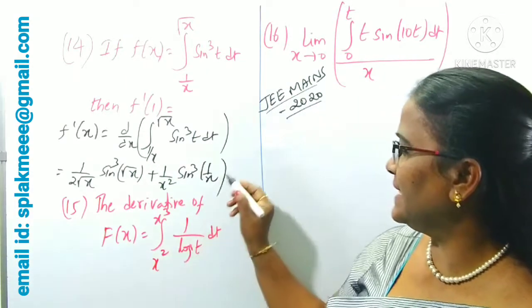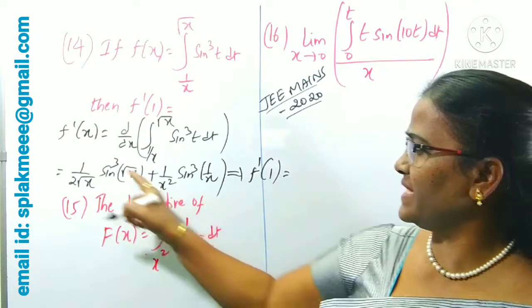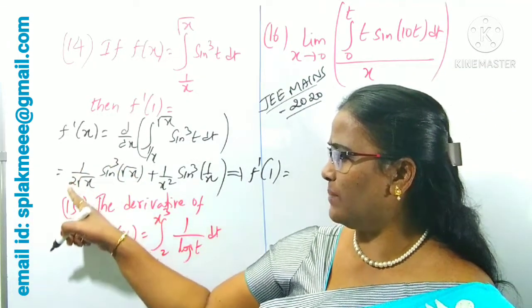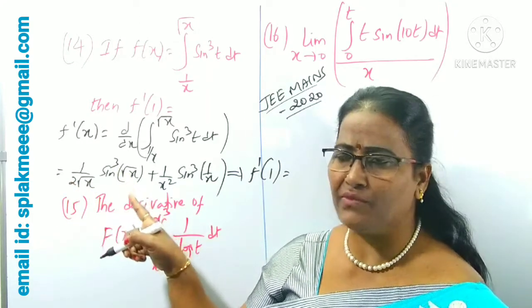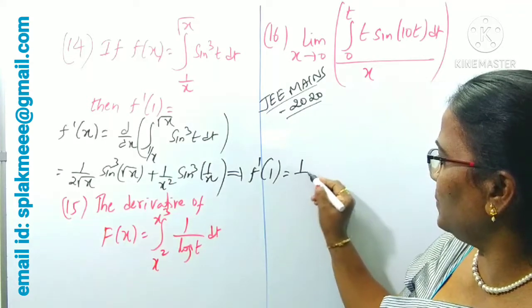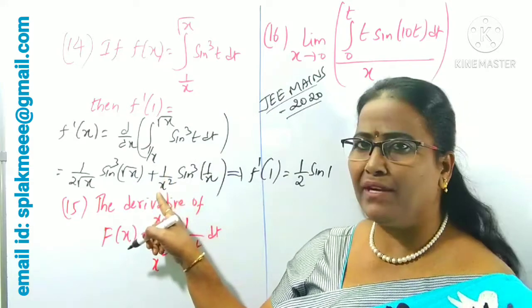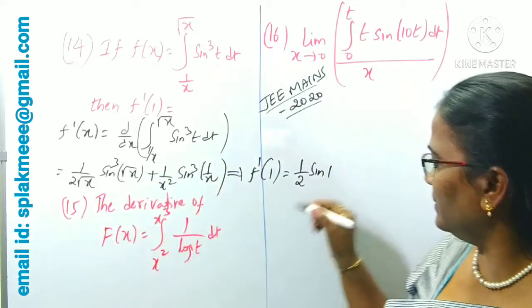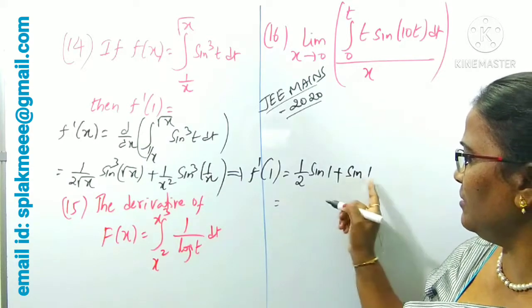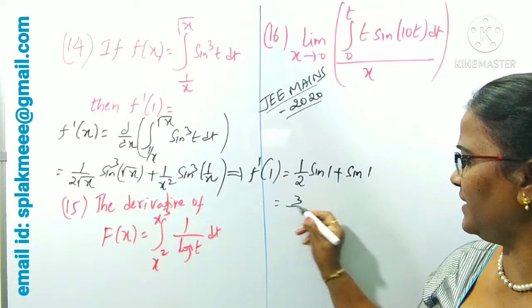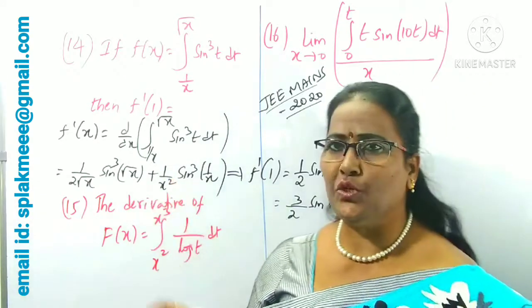We want f dash 1, which implies f dash 1 is what? In place of x we can take 1. What happened? 1 by 2 into 1 is 2, into sine cube 1. Root 1 is 1 only. That is 1 by 2 into sine 1, right? Plus 1 by 1 is 1, into sine 1. Sine 1 plus 1 by 2 sine 1 is clearly 3 by 2 sine 1. Clear? This is the solution for this bit.